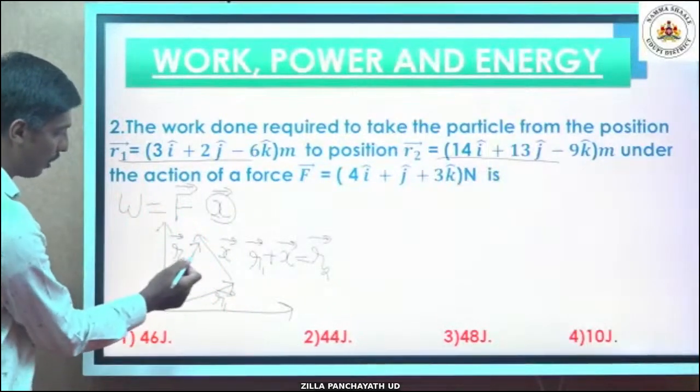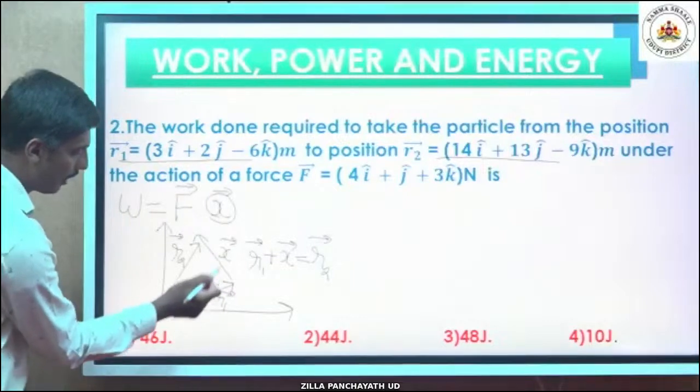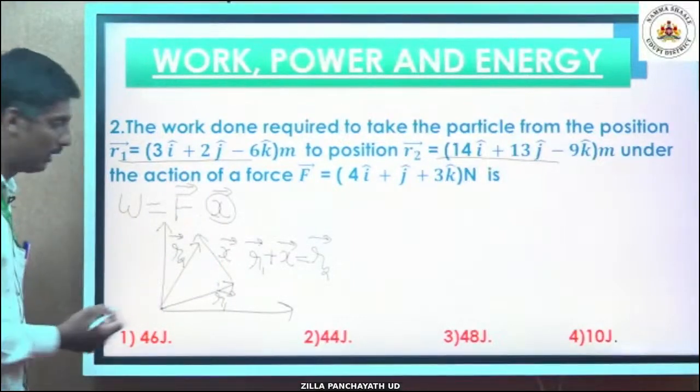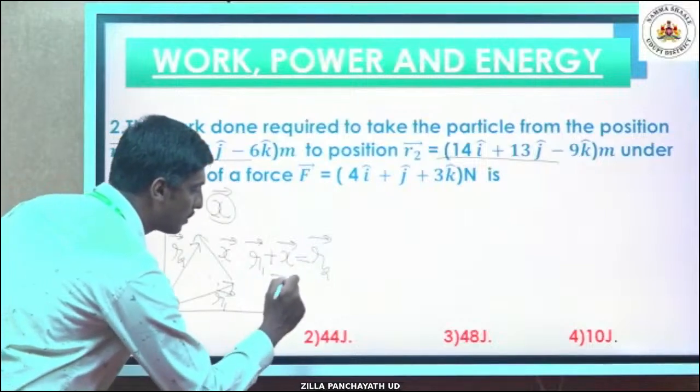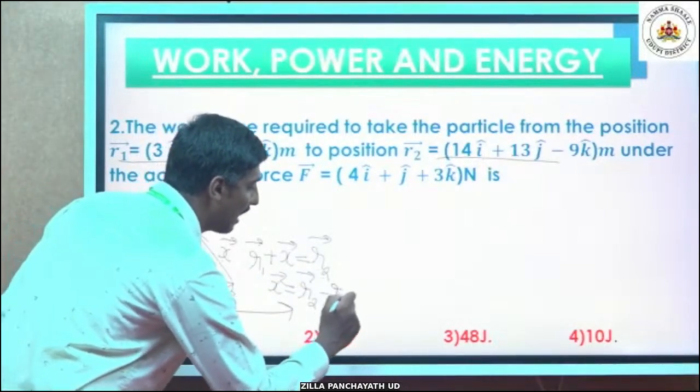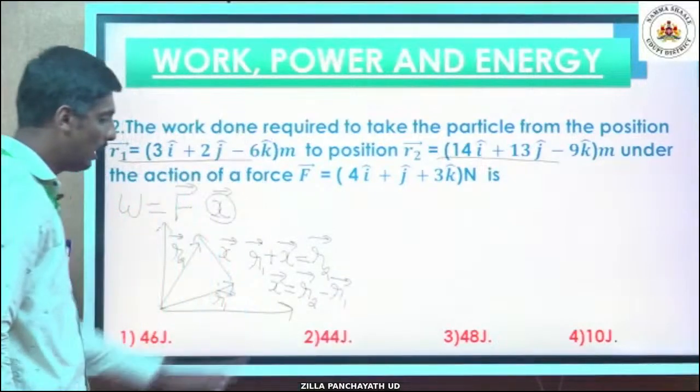R1 plus X is equal to R2. See, R1 and R2 are taken in the same direction. R1 and R2, X are taken in the same order. Sorry, R2 is taken in the reverse order. So now, what is the displacement? Displacement is equal to R2 minus R1. Is it right? R2 minus R1.